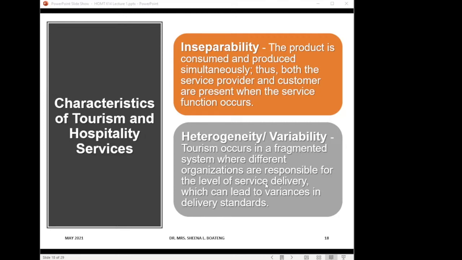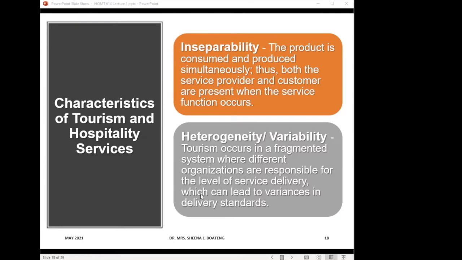However, in the absence of these full service institutions, service delivery is fragmented, which can lead to variances in delivery standards. So you realize that a tourist will come, they'll be living in a very good hotel, they'll decide to leave the hotel and go and eat outside, and they'll get some kind of food poisoning or something, and then it mars the experience. But it was not the fault of where they were accommodated, because the food came from somewhere else, which is a testament to the fragmented nature of the whole tourism and hospitality system. Hence the concept of heterogeneity and variability.